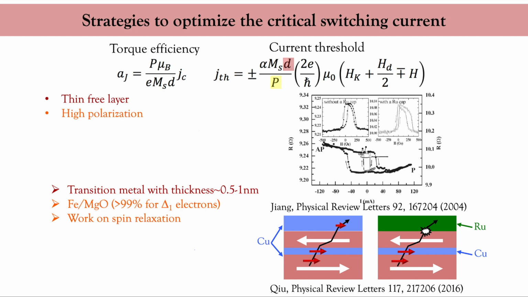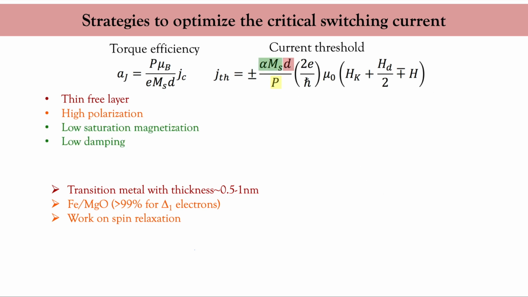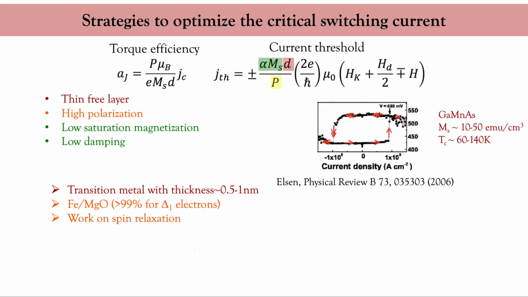Okay, let's move on. To reduce the critical current, you can also choose a material with a small saturation magnetization and a small damping. Of course, the saturation magnetization cannot be reduced arbitrarily, otherwise your free layer enters the superparamagnetic limit. But there's room for improvement and several types of materials have been investigated. For instance, gallium manganese arsenide possesses a very small saturation magnetization, which results in critical currents down to 10^5 amp per centimeter square, one order of magnitude smaller than what you obtain with transition metals.